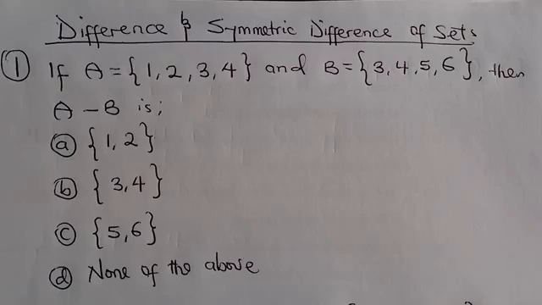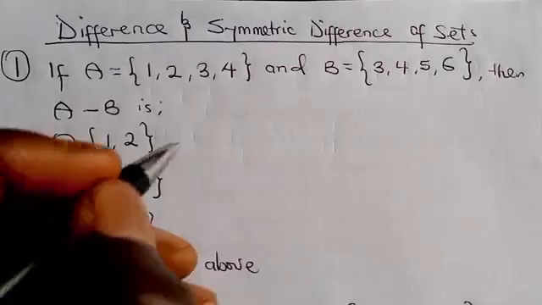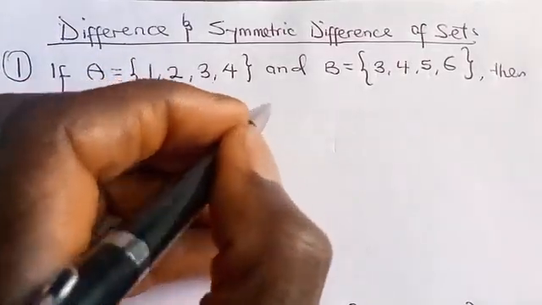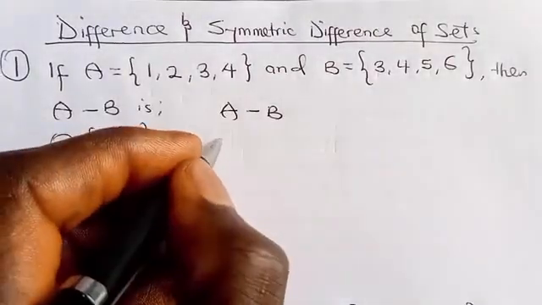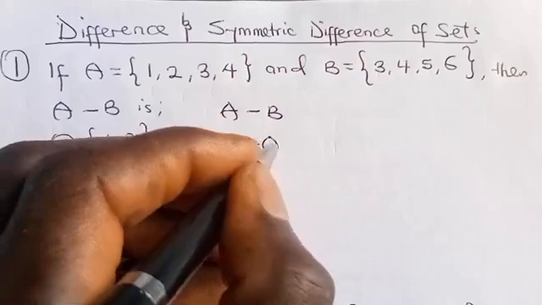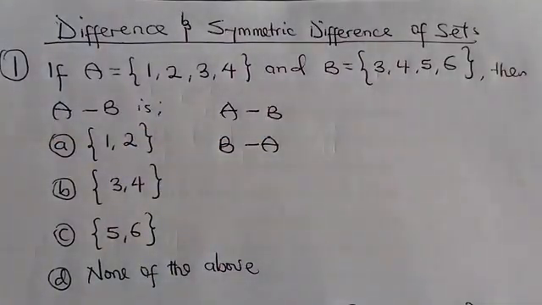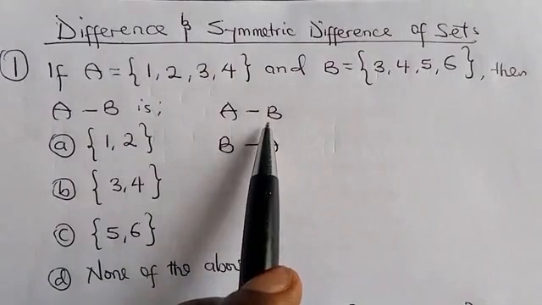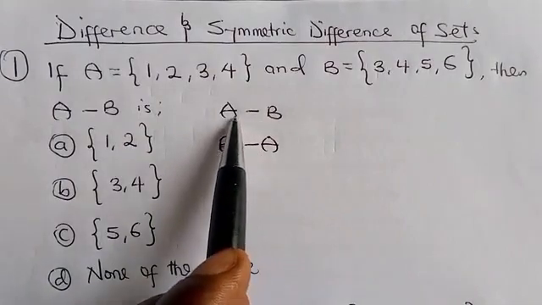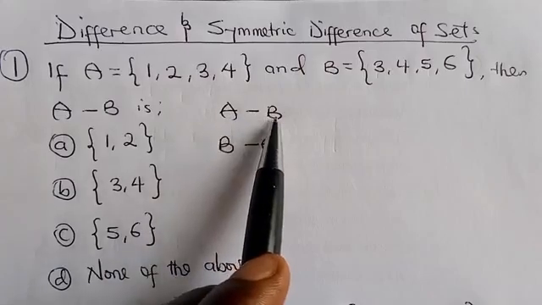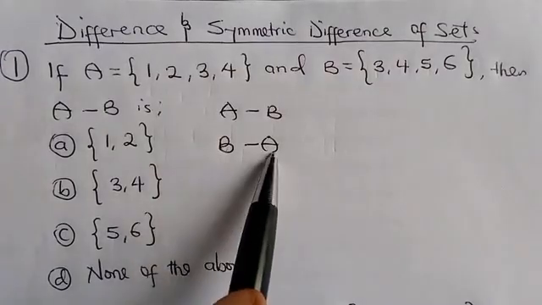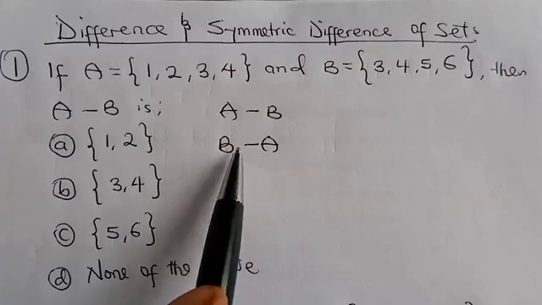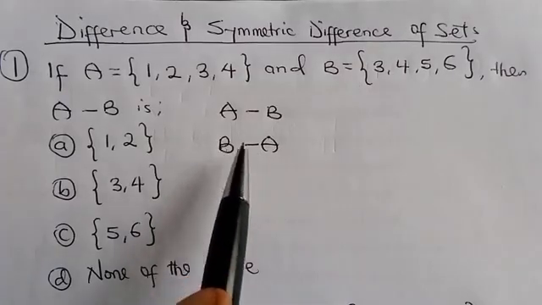For instance, the difference between set A and set B is written as A minus B. Then the difference between B and A is B minus A. So the difference between A and B, simply, you are dealing with elements that are found in set A but are not found in set B. While the difference between B and A is elements that are found in set B but are not found in set A.